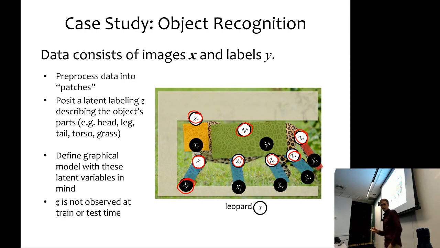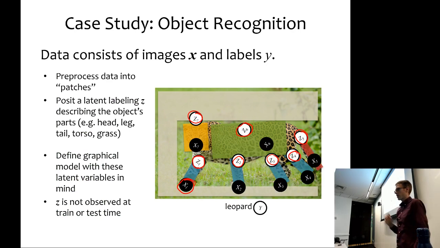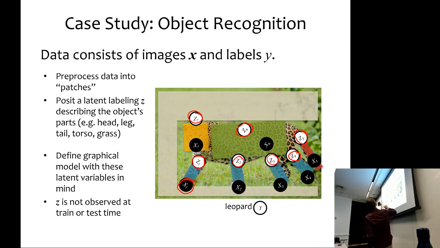But our data only consists of images with labels. It doesn't have these patch level labels. So while I believe that we could get this data, it would be expensive and time consuming. So instead, let's define a graphical model with these latent variables in mind, and then we're not going to actually observe any of those Z's at train or test time.